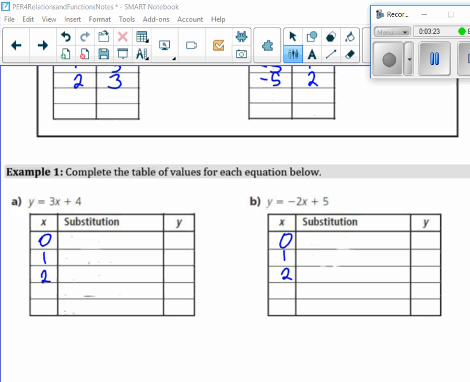Okay, so 0 goes in, I get 4. 1 goes in, I get what? 7. 2 goes in, I get 10. Yes? And what's the little check system to know that you did it right? Kind of a check and balance. If you go up by 1s on your x, you should see a pattern going in your y's. And what's that pattern? They're going up by 3, and you knew that because that's a positive 3 there.